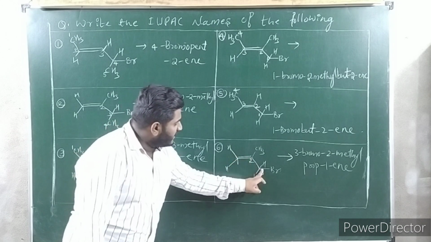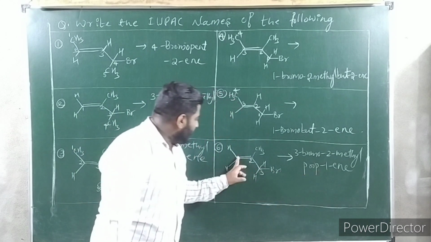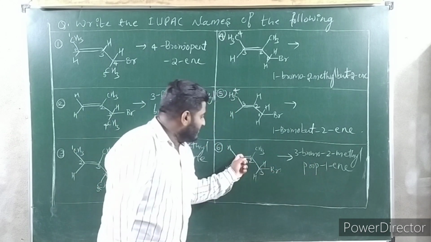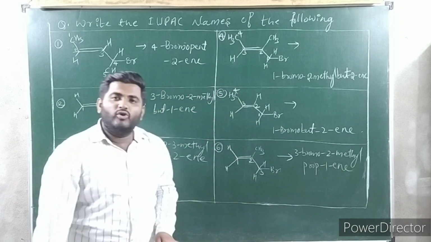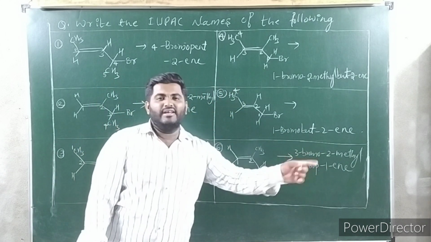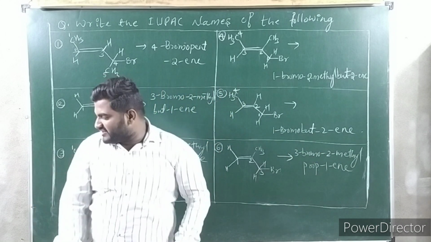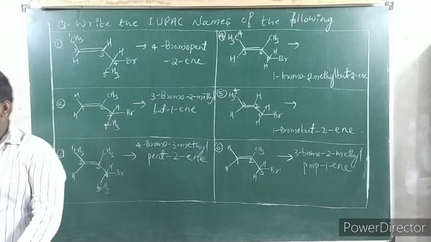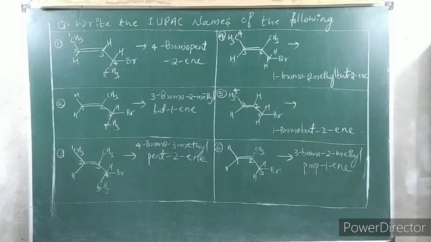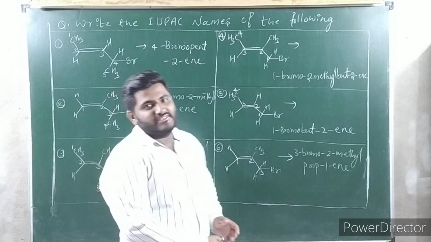Yes. 1, 2, 3, 3 carbons are there. Prop. First position double bond is there. Double bond means ene. 3 bromo, 2 methyl, prop 1 ene. This is the name. If you want a screenshot, you can take, guys. Yes, I hope you have taken this screenshot.